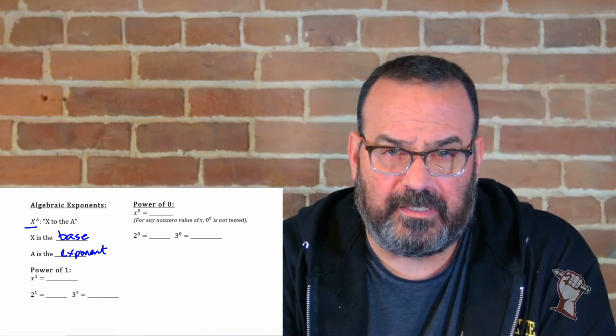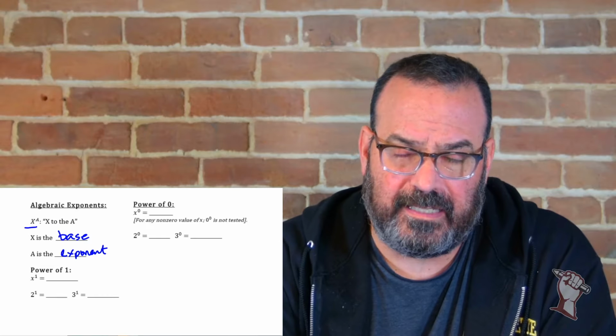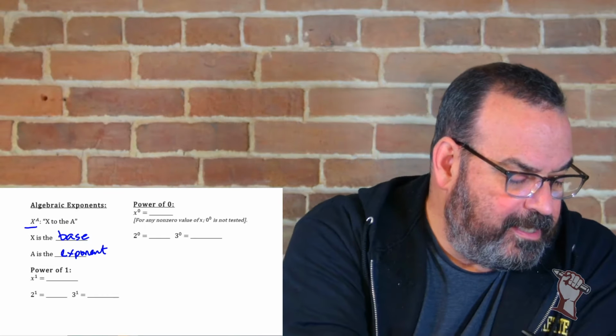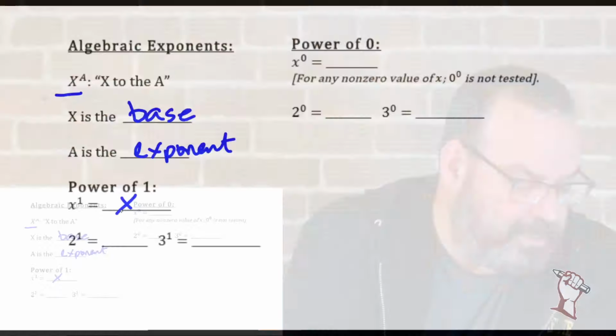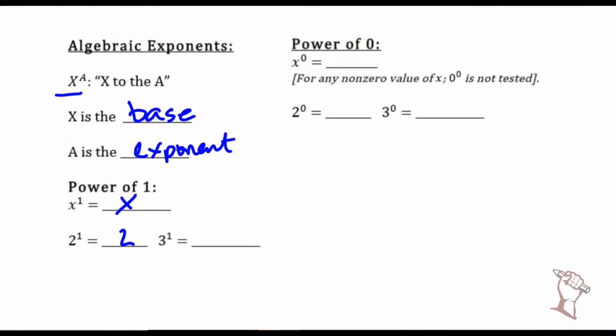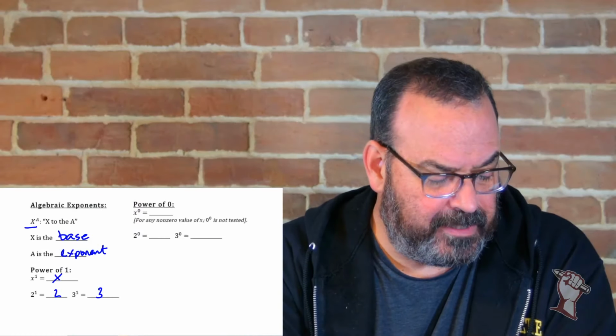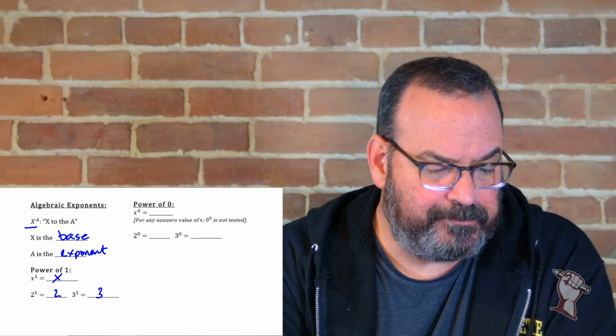Any number has an exponent, and that's the exponent of the power of 1. X to the 1 is simply equal to x, so 2 to the 1 is 2, 3 to the 1 is 3. We don't write the exponent 1 ever. It is just assumed to be there.